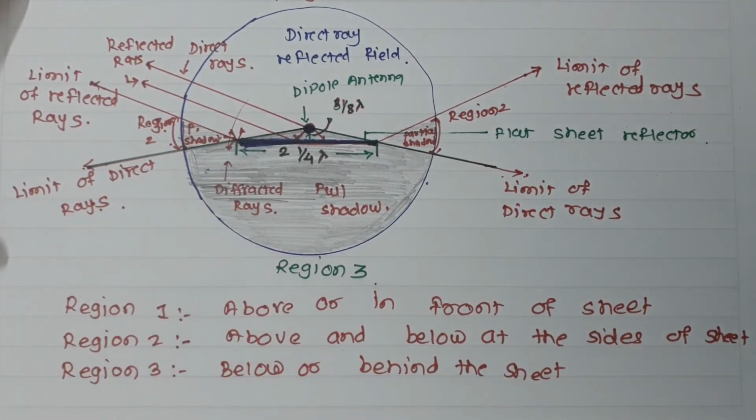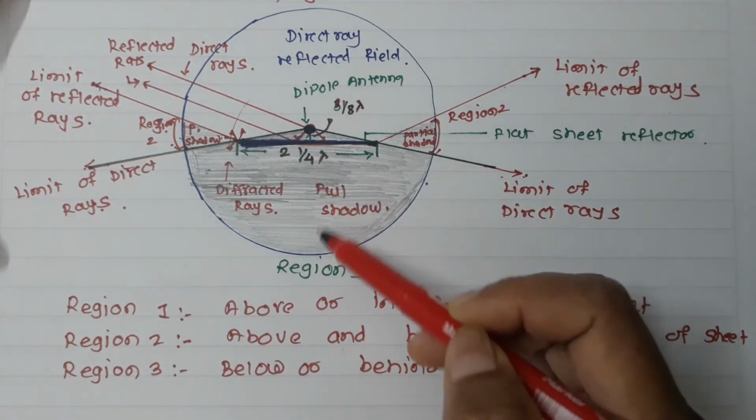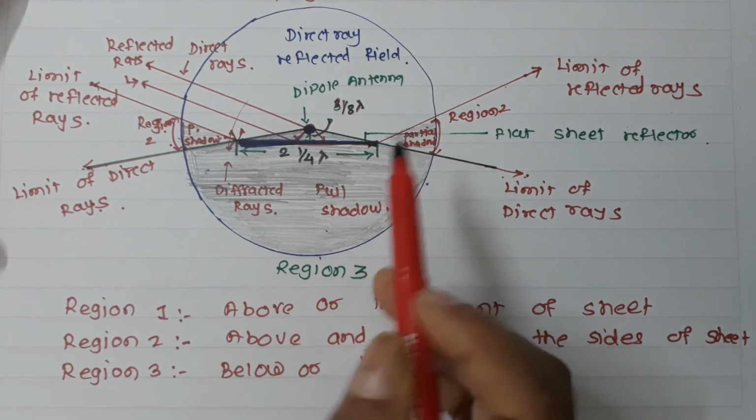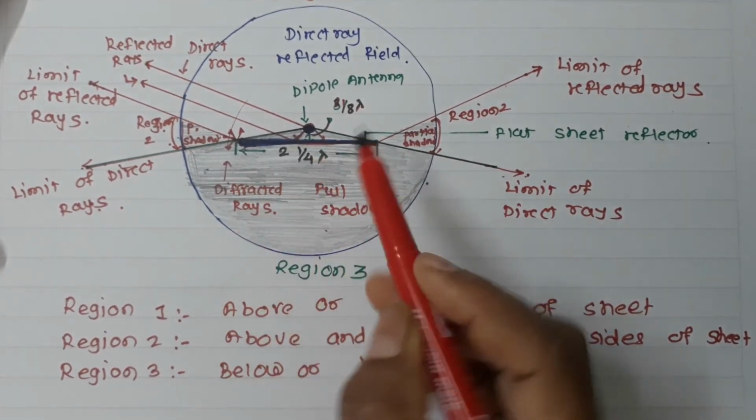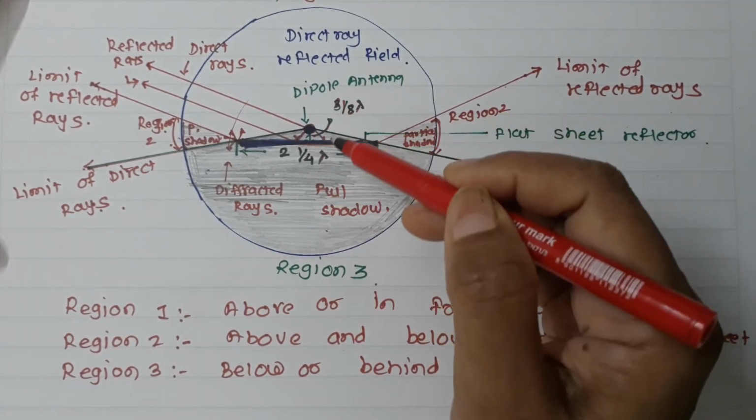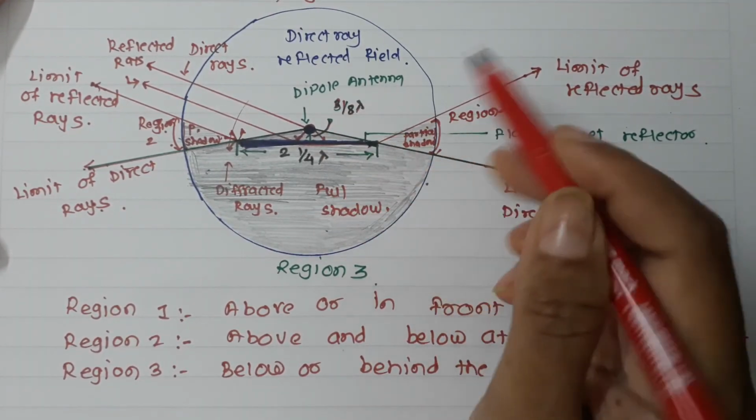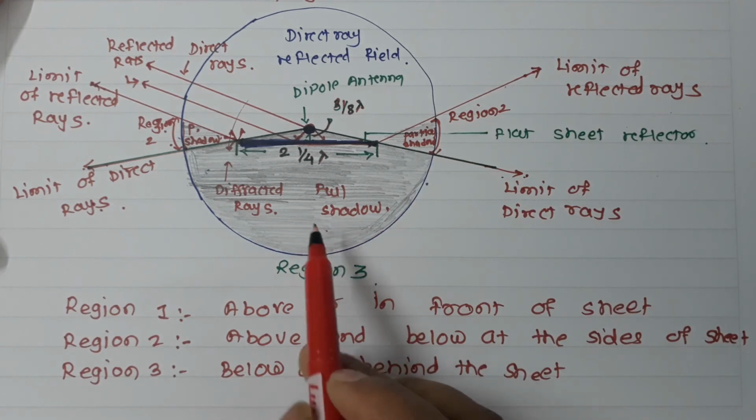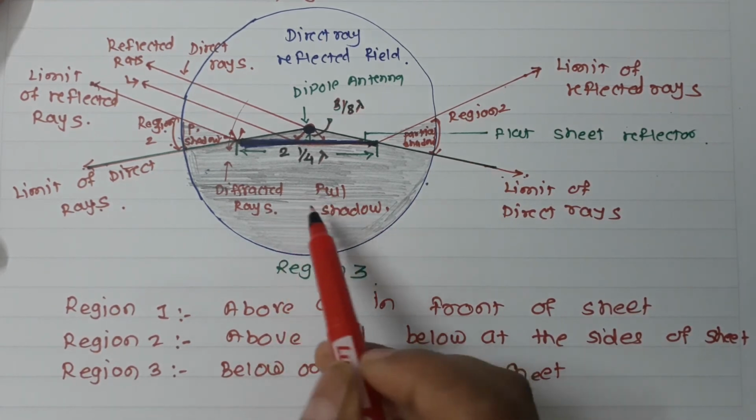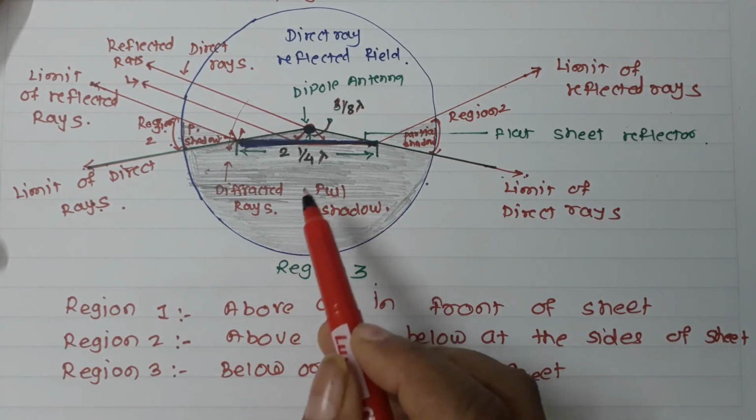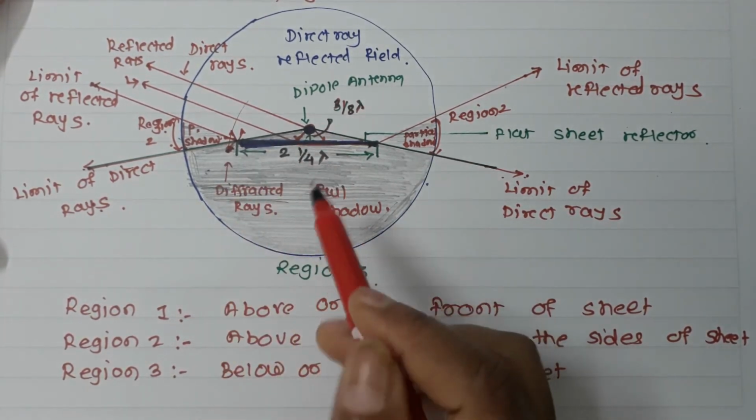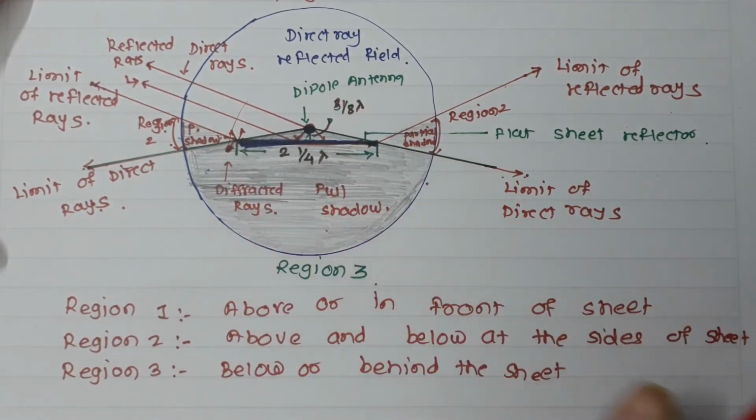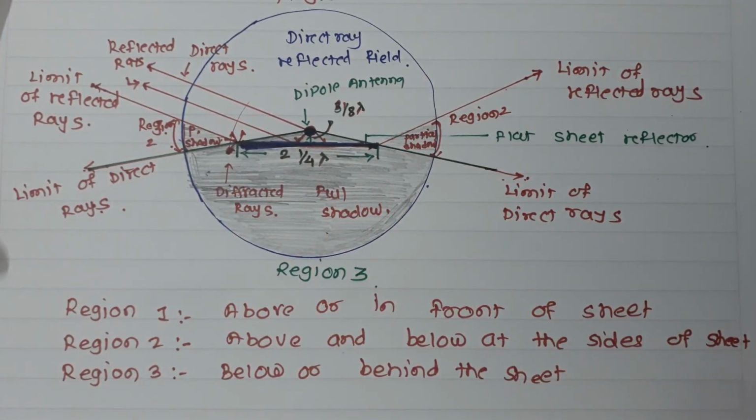Region 3 is below or behind the sheet. This is the sheet. In this region the sheet acts as a shield. Your waves, your field or your rays cannot reach this particular region. So the sheet acts as a shield, producing a full shadow. There is no direct or reflected field, only the diffracted fields, which I have shown here. So the theory of diffraction is used to obtain this field. So this is all about the plane antenna. Thank you.